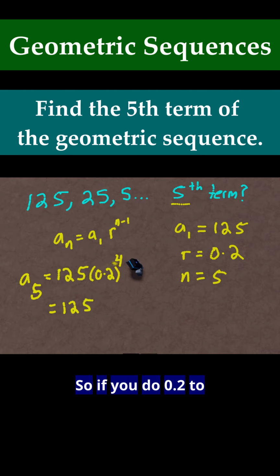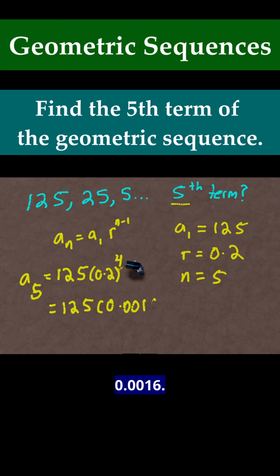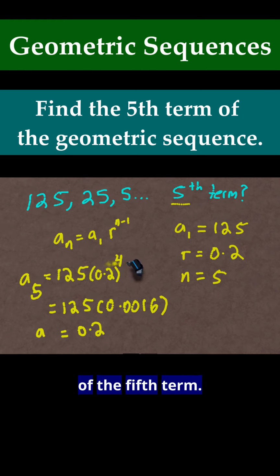So if you do 0.2 to the fourth power, this is equal to 0.0016. And then you just need to do 125 times 0.0016. If you do that, you should get 0.2. So 0.2 is the value of the fifth term. And we are done with this problem.